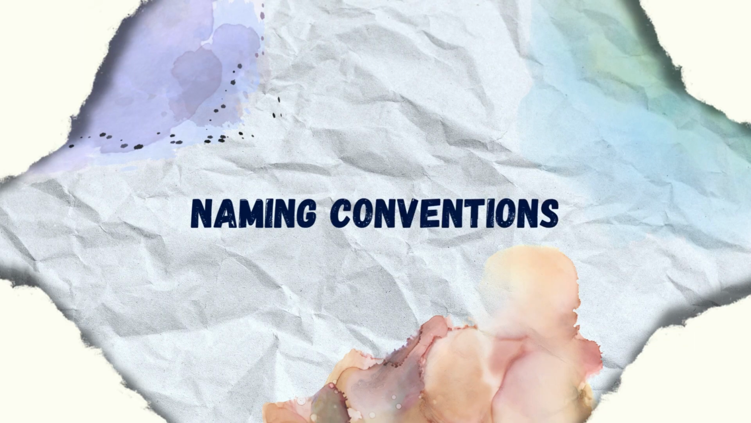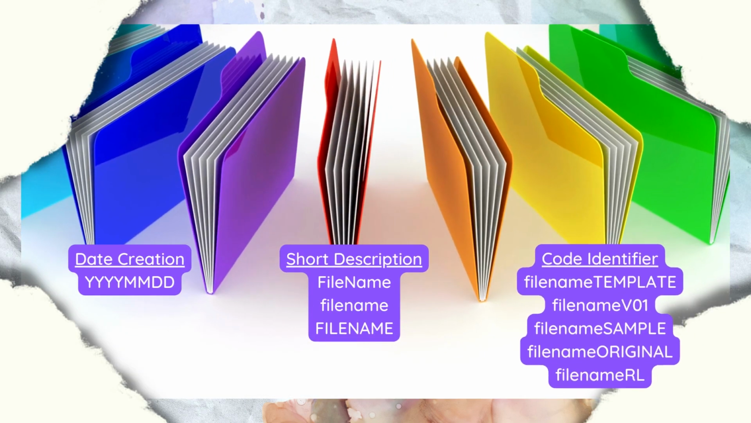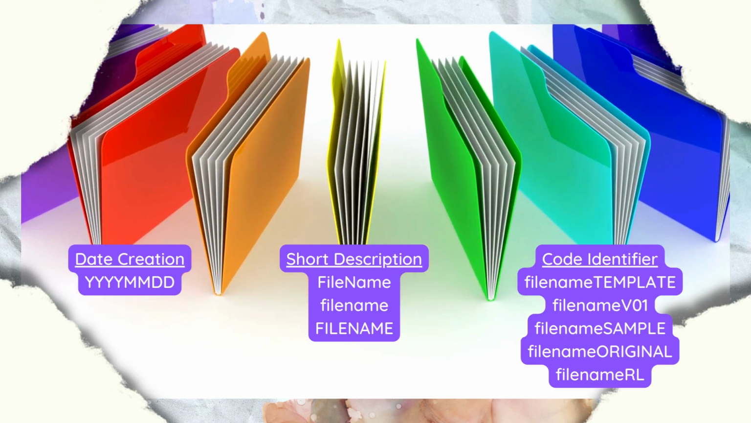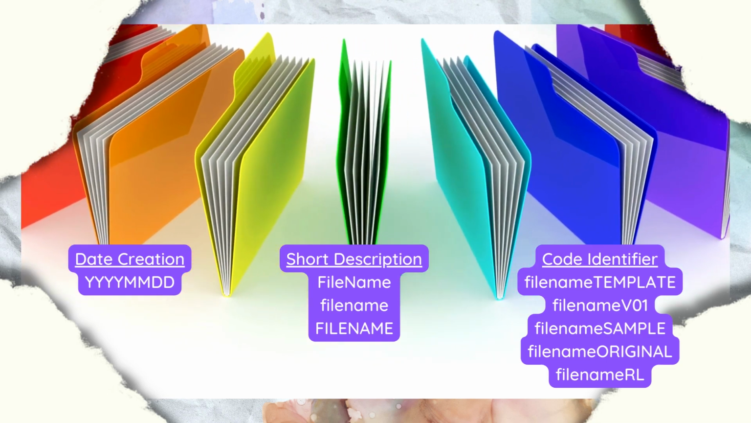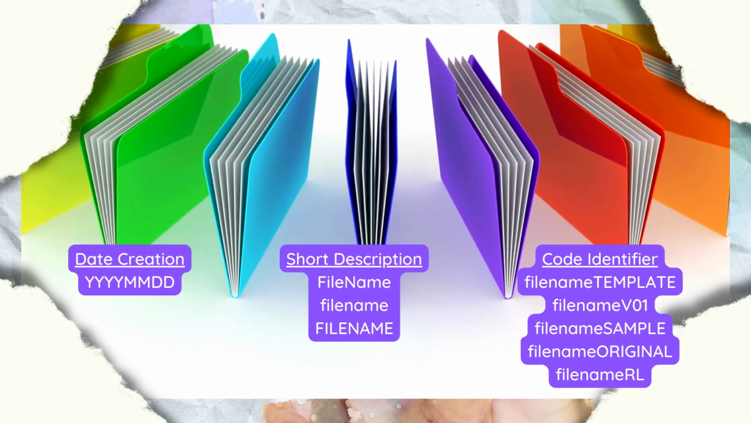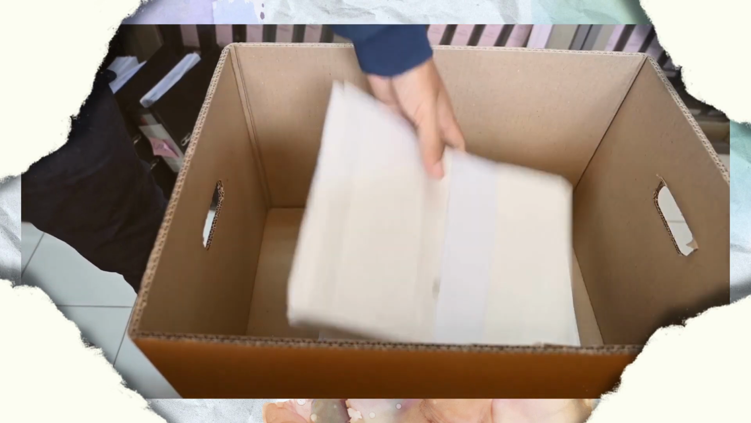Now, speaking of organizing files, let's talk about naming conventions. It's just a fancy way of organizing your files and folders where it can easily be found. Files can be organized based on date creation, short description, and a specific code identifier like template, version number, sample, original, or just some random letters. This helps to easily search for the correct file you need for your project. Remember, you can customize your organization system that best fits your needs.